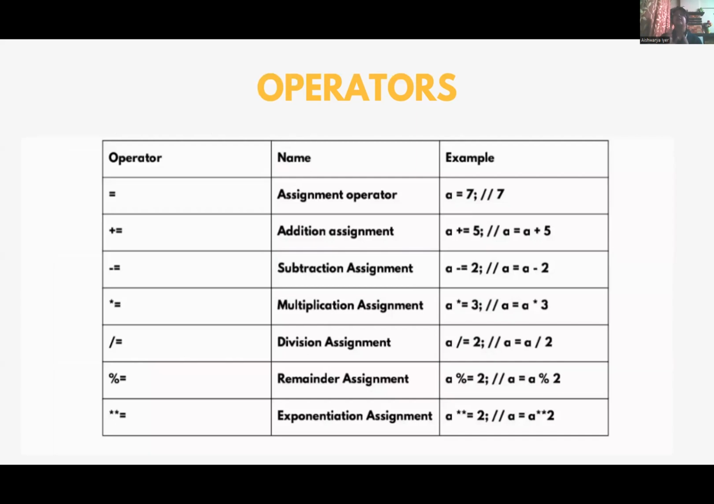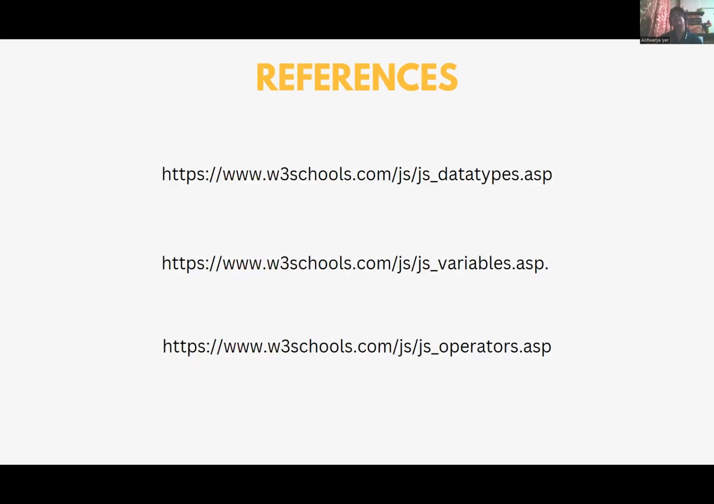In this table, we can see that the different types of operators are given with certain examples. So first is the assignment operator, where we assign or give a value to a variable. Next, there are the arithmetic operators, which we can use in JavaScript for calculating values. These are the references used by me.